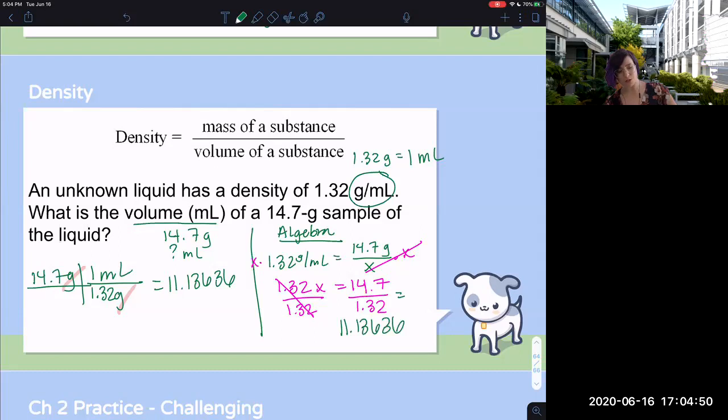What's my sig fig situation? I need 3, right? Because I didn't do any addition or subtraction. My unit is milliliters because I canceled out the other units.